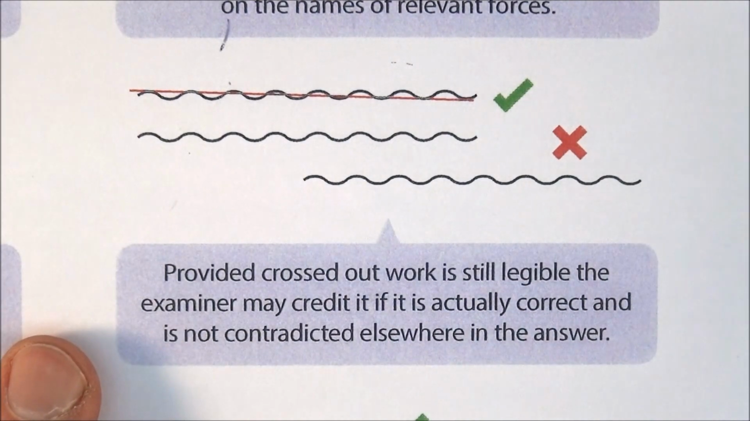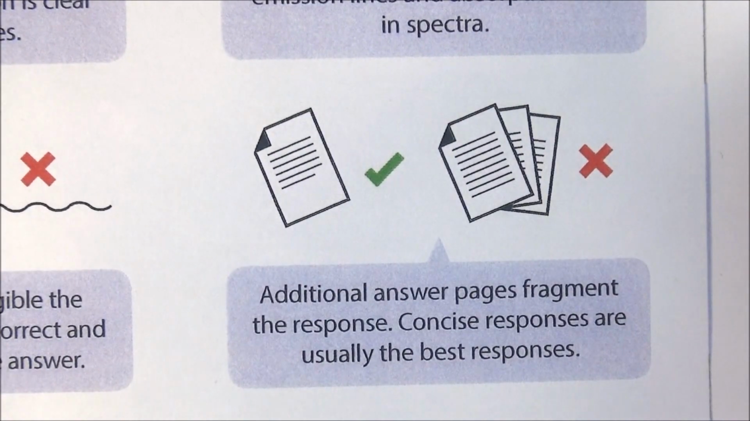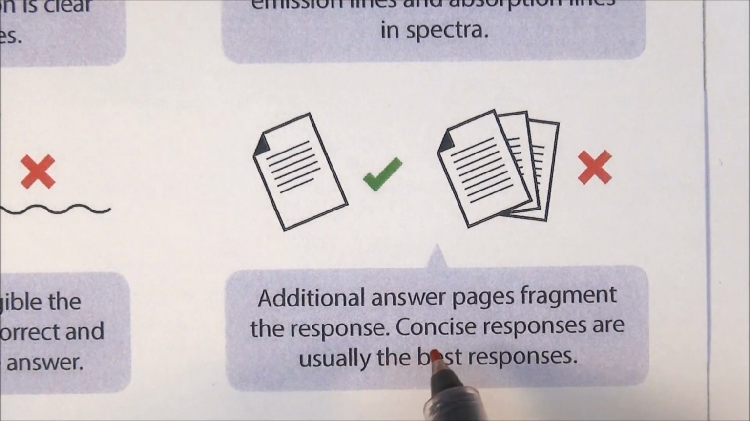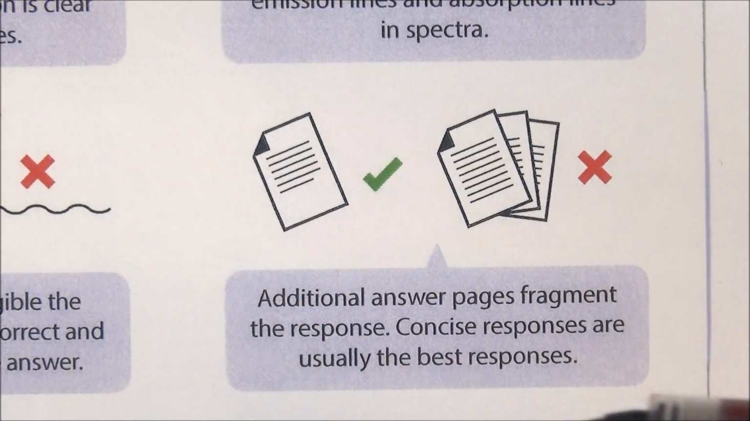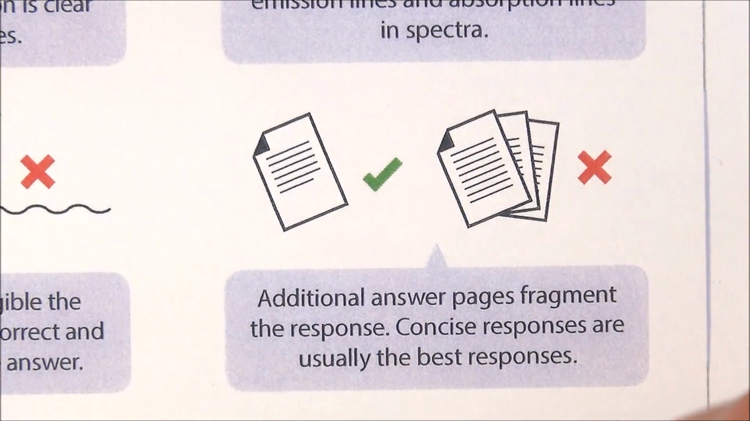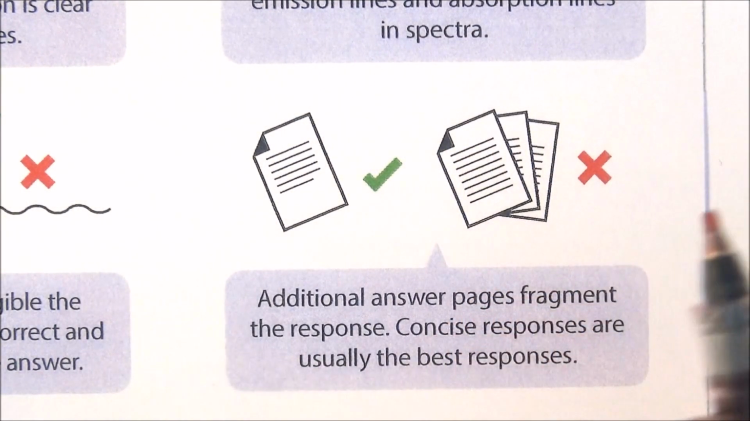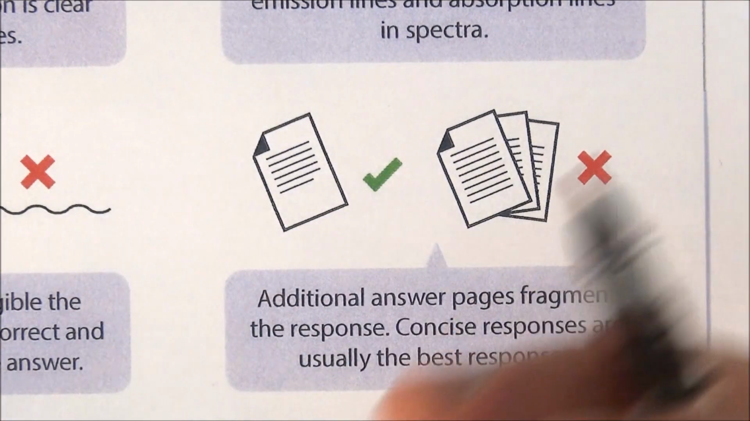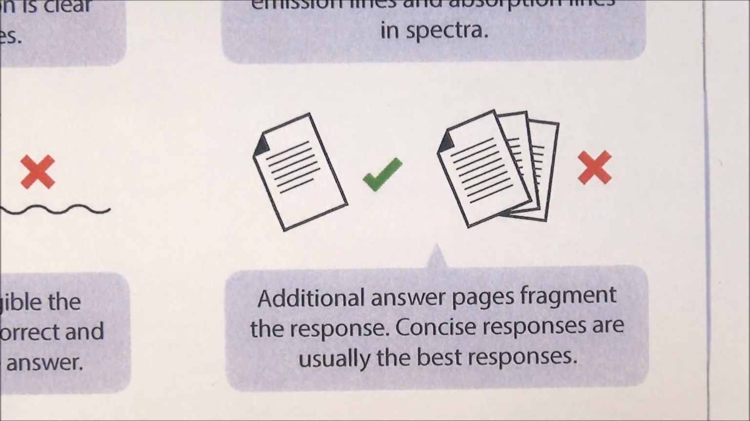Now, the next thing is something that I think is really, really important, okay? Do not write too much. And although you do have additional answer pages and you can keep writing and writing and writing, sometimes the best responses are the shortest ones. Make sure that things are concise. Make sure that you've got your clear points, all laid out clearly with key words in there. And if you do that, that's sometimes easier for somebody marking your paper. If you've written a whole two-sided essay with an answer to a 6-mark question, you might have been writing too much.